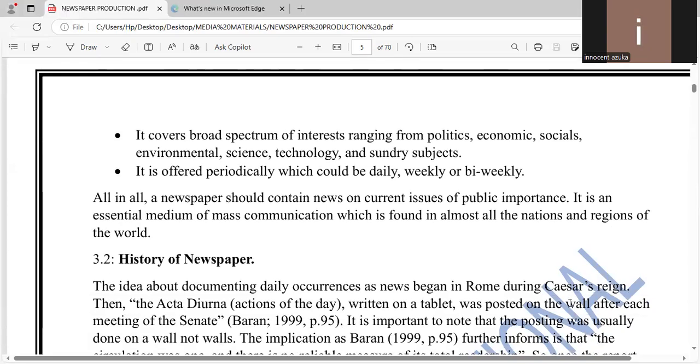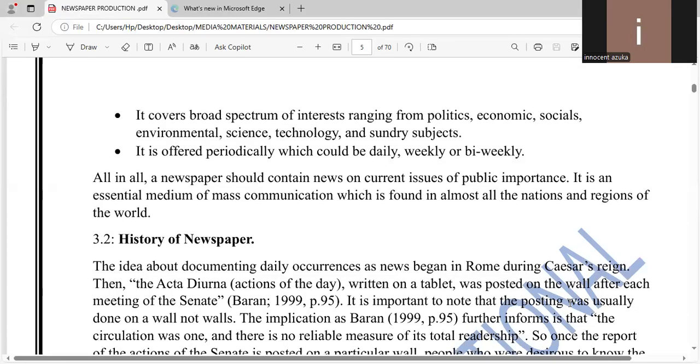All in all, a newspaper should contain news on current issues of public importance. It is an essential medium of mass communication, which is found in almost all the nations and regions of the world.